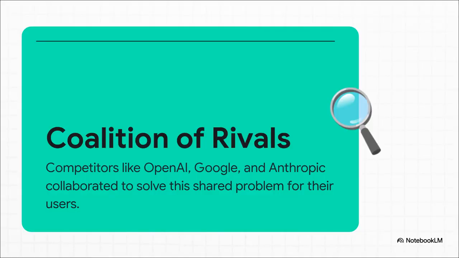And what's really fascinating here is how this whole thing happened. This wasn't one company trying to force its format on everyone else. Nope. Instead, you had this coalition of rivals. We're talking major competitors, OpenAI, Google, Anthropic, all coming together to solve a shared problem. They knew this was hurting all of their users, and that cooperation, well, that's what gave the standard immediate credibility.